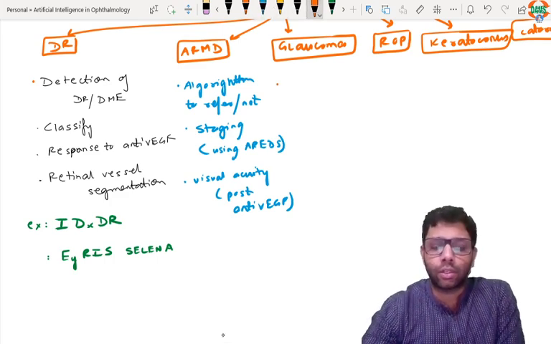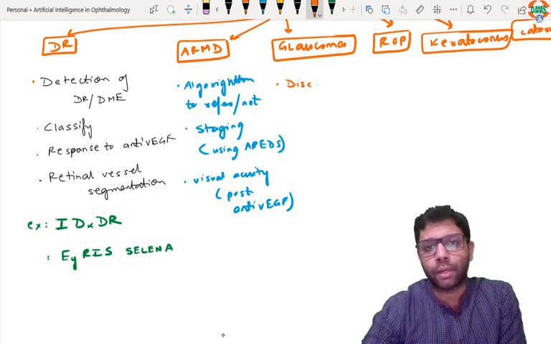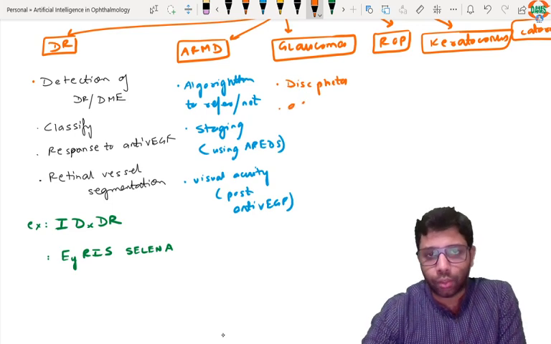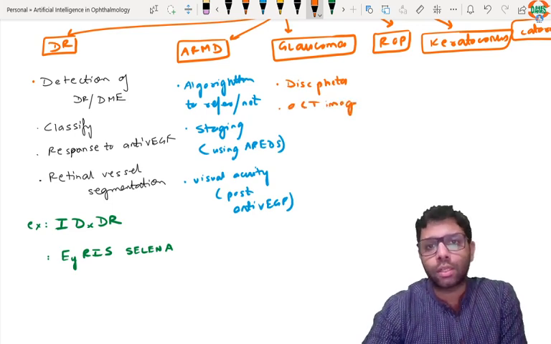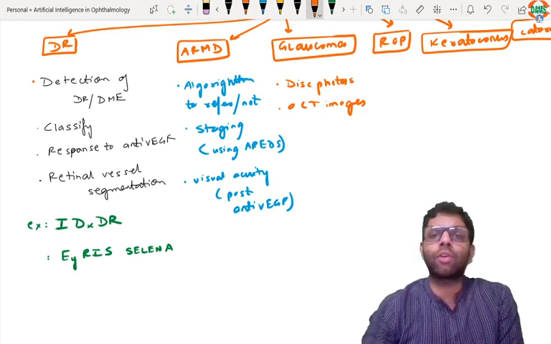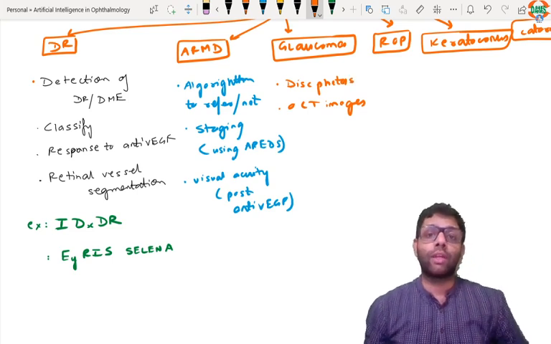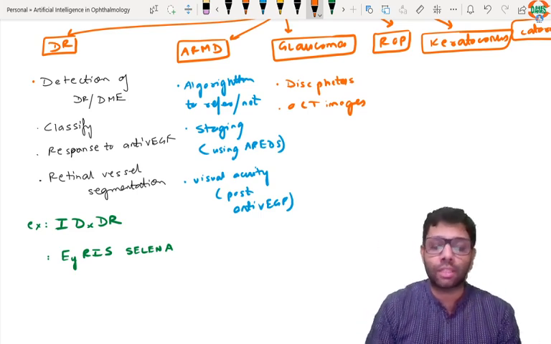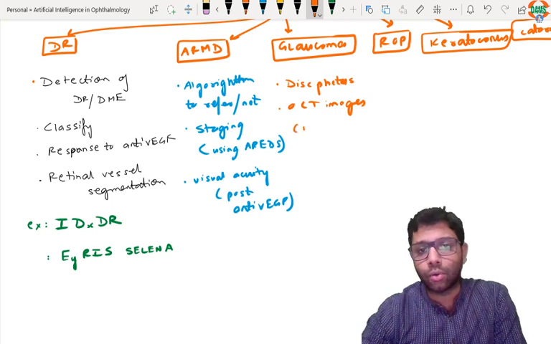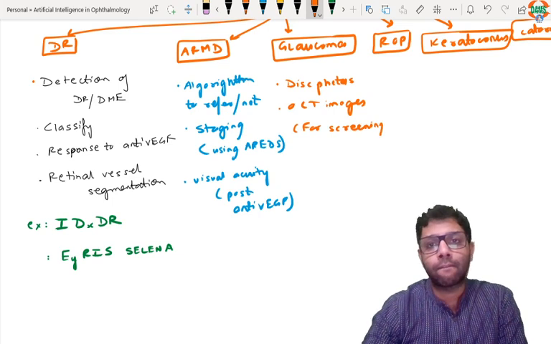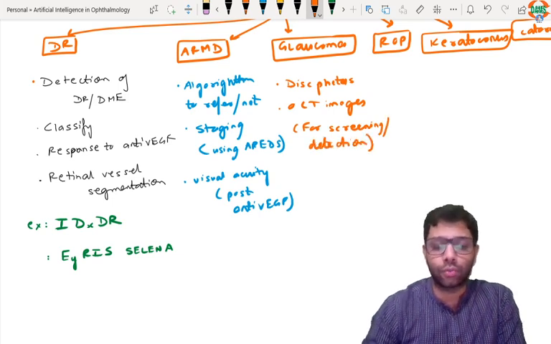Next, in glaucoma, disc photos are being provided, and they can provide the OCT images as well, OCT RNFL images. On this basis, now there is a drawback over here that IOP, of course, cannot be evaluated, but at least looking at the disc photos and OCT, they can screen whether the patient is having glaucoma or not. So generally, only for screening or detection, early detection, AI can be useful.